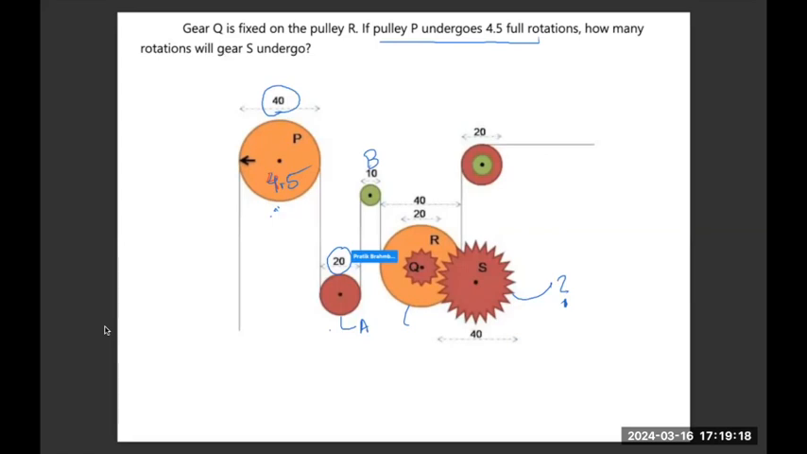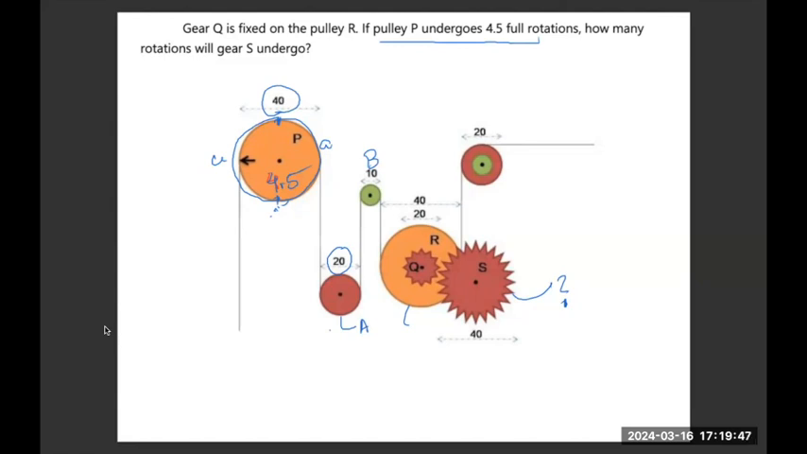when A is undergoing one rotation, P will be undergoing half a rotation, and one more rotation of small a will add up to the complete rotation of P. All right, so 20 is the diameter. Why am I saying this? Circumference is the distance traveled by the pulley.